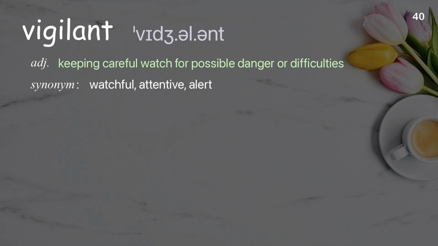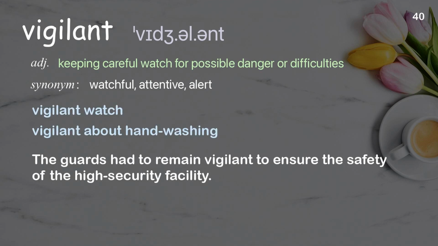Vigilant. Keeping careful watch for possible danger or difficulties. Examples: Vigilant watch. Vigilant about hand washing. The guards had to remain vigilant to ensure the safety of the high security facility.